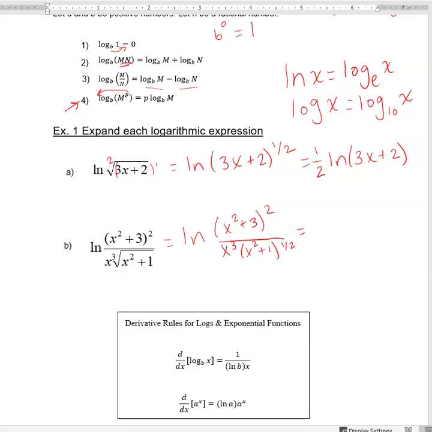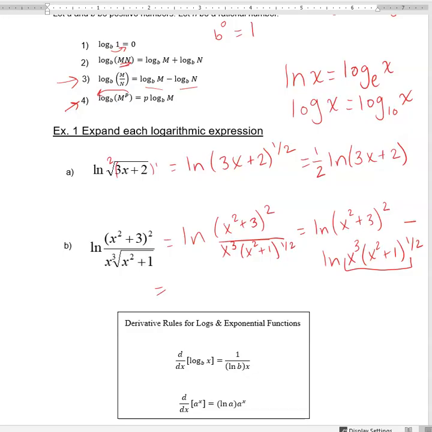And then you see that I'm dividing the argument. So let's go ahead and apply property number 3 and separate it into subtraction. So this will be the natural log of x squared plus 3 to the second minus the natural log of x cubed times x squared plus 1 to the 1/2. And because I'm multiplying what's in the argument in the second log, I can make that addition.